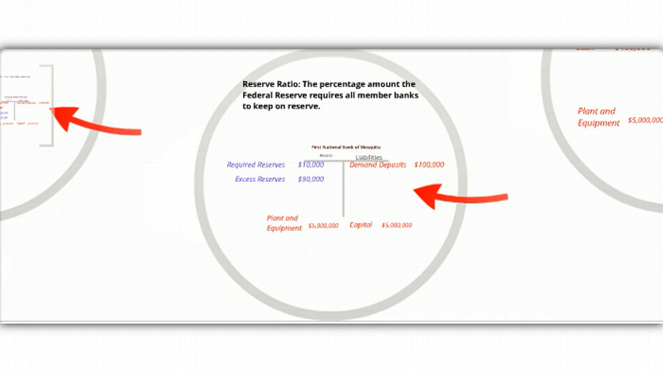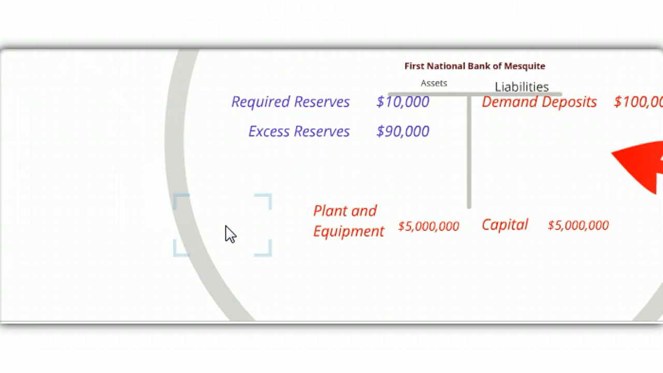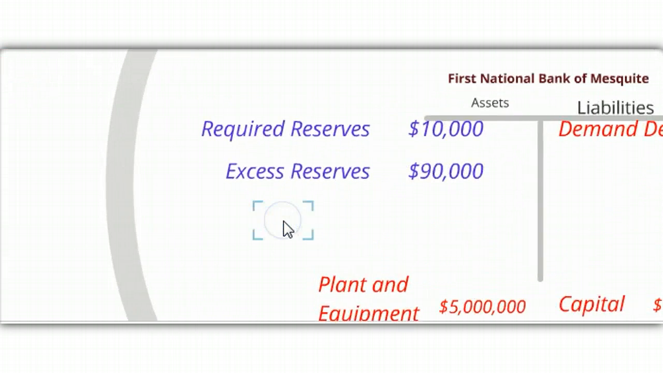Currently, the reserve rate is about 10% for banks that have, I think it's over 45 million or something like that. We're just going to pretend it's just 10% flat. And so if the required reserve ratio is 10%, now we're going to divide our cash into two categories. Required reserves are now $10,000. That's 10% of $100,000. Now we have excess reserves of $90,000.